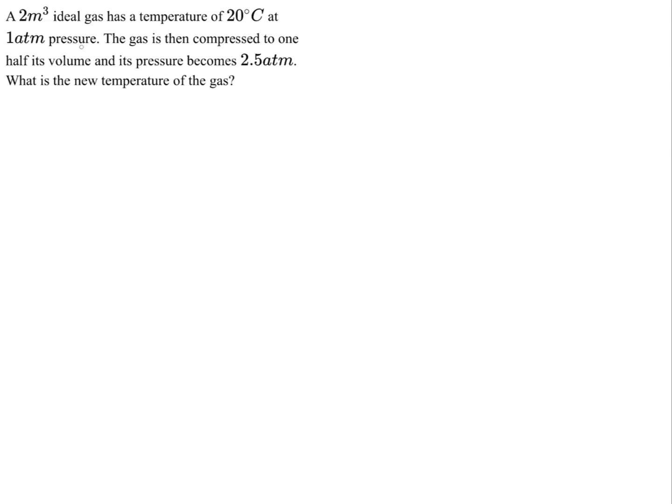A 2 cubic meter ideal gas has a temperature of 20 degrees Celsius at 1 atmospheric pressure, or 1 atm. The gas is then compressed to one half of its volume, and its pressure becomes 2.5 atm. What is the new temperature of the gas?